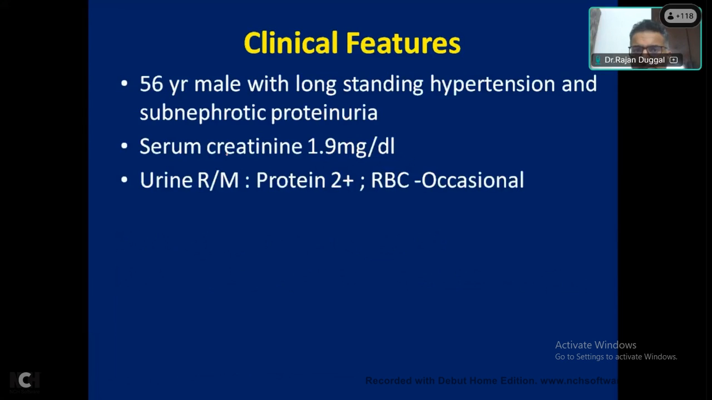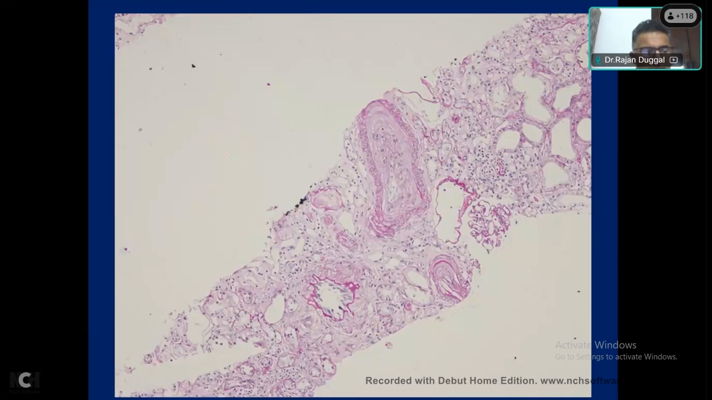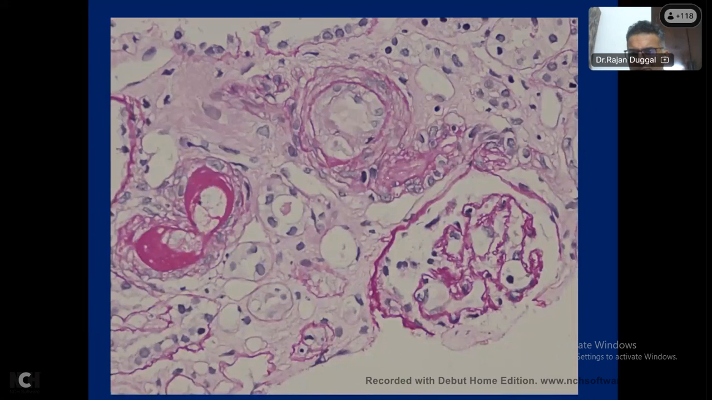So we go to the last case. A 56-year-old male with long-standing hypertension and subnephrotic proteinuria. Serum creatinine is 1.9. Urine routine microscopy showed 2+ proteins, RBCs occasional. If you look at this biopsy, it shows glomeruli and vessels with completely narrowed lumen. There are ischemically wrinkled glomeruli, and you can see these vessels showing a lot of hyalinosis.